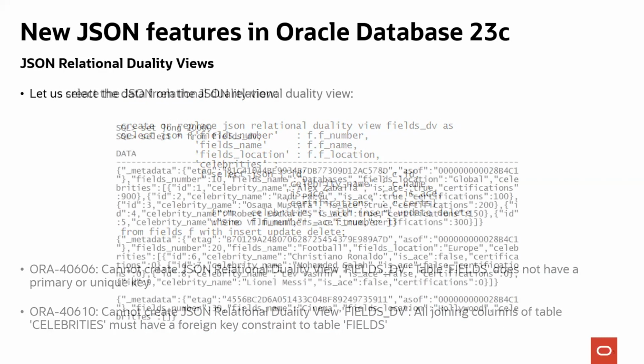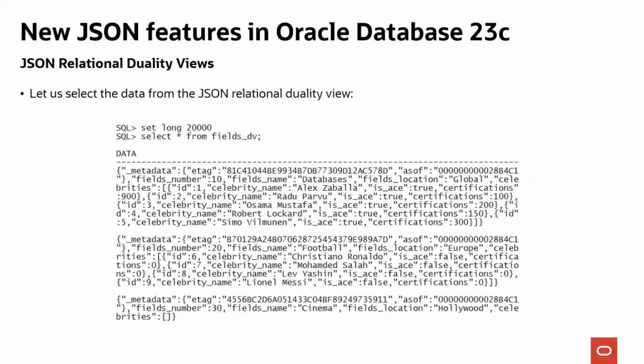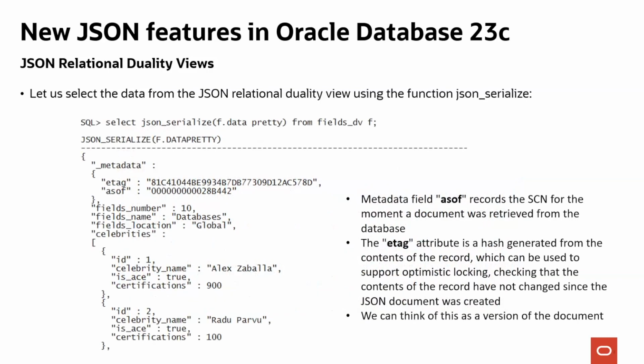All right. And now I want to see what the view data looks like. I select star from fields_dv, and at first you get probably a little bit annoyed and surprised because this is unreadable, right? Not very nice. But there is a way to use the keyword PRETTY to see the real data as JSON.